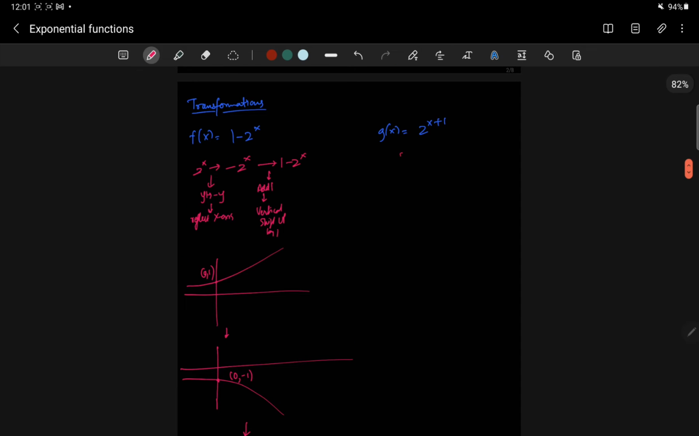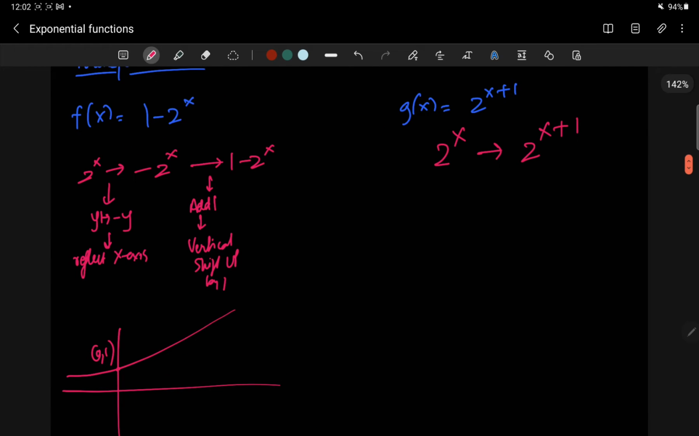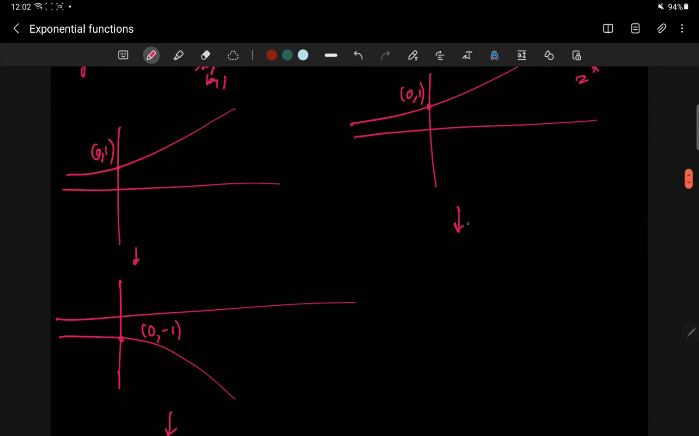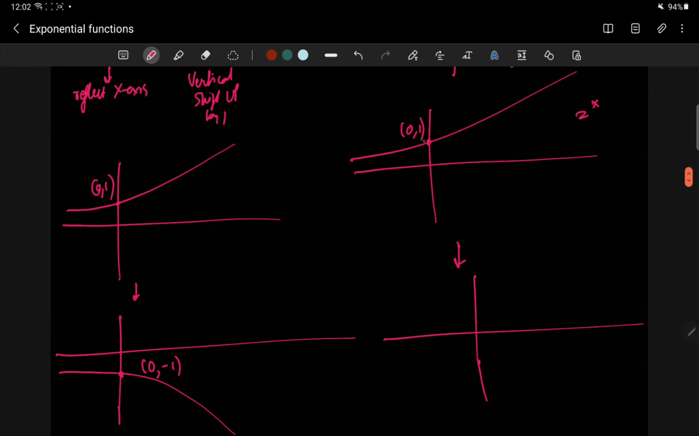The next one here, this is simpler, 2 to the x plus 1. So the transformation we are doing here is replacing x by x plus 1, which is a left shift by 1. So I start with a graph for 2 to the x, which is that, and then I left shift this by 1. Now if I left shift this by 1, this point is going to go to the left. So it's going to be at (1, 1).